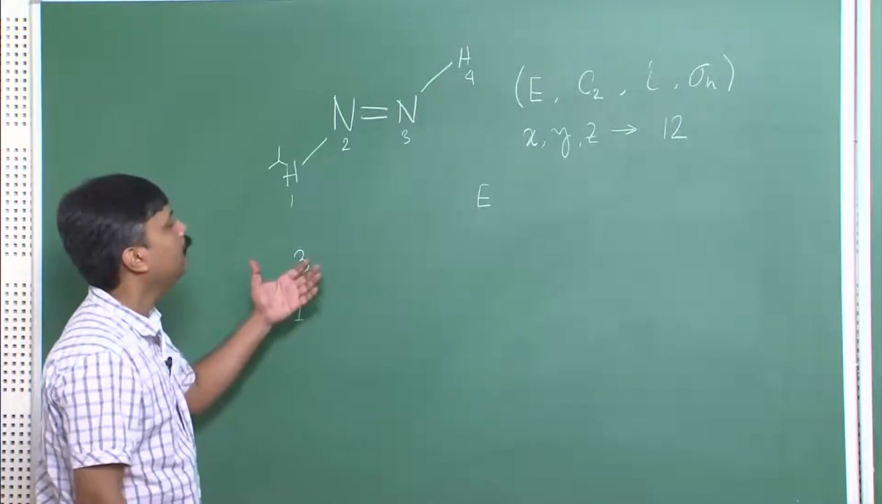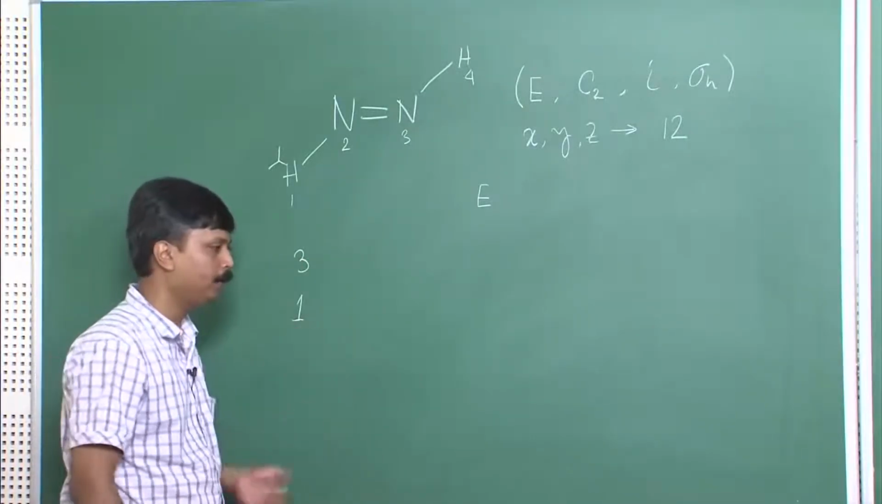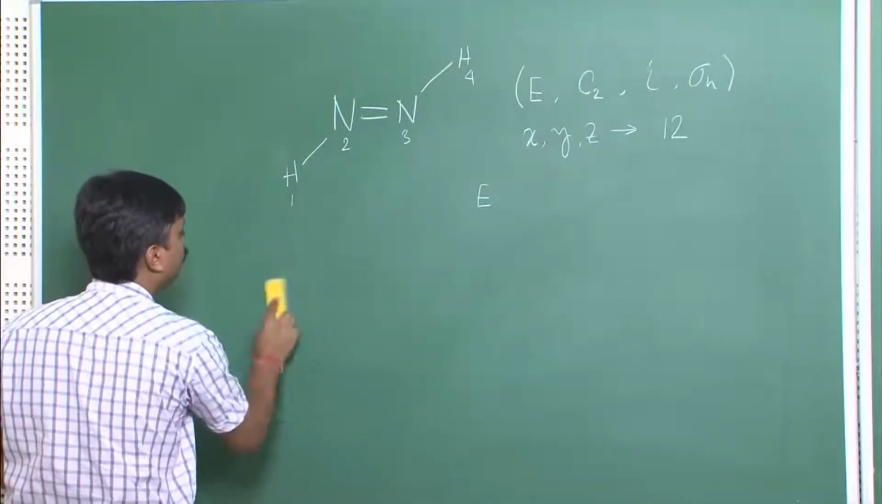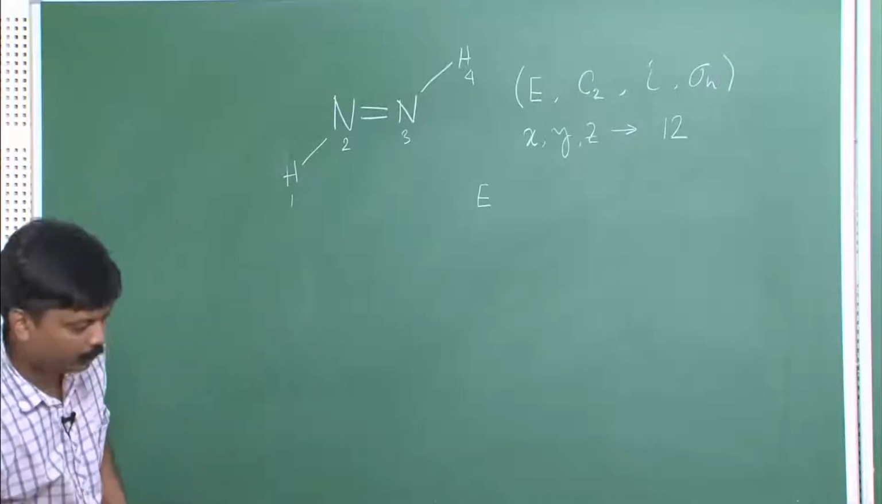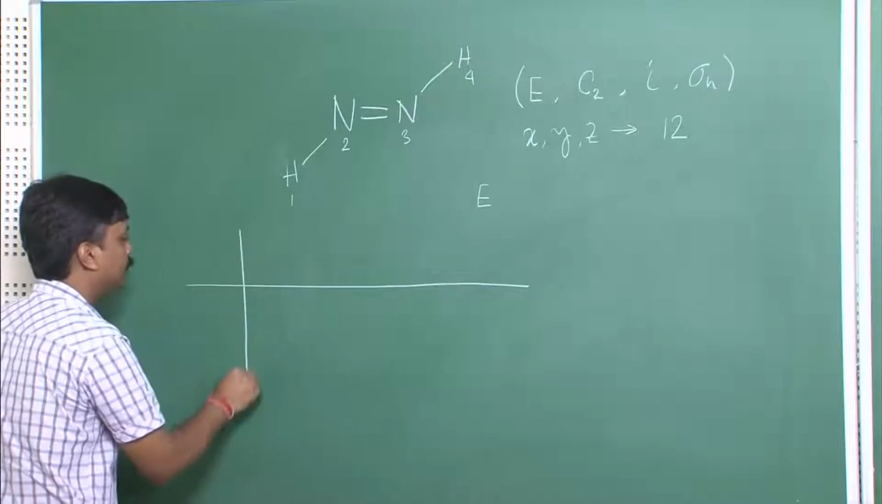So now let us start with all the symmetry operations so that it becomes more clear. We will start with the identity operation and we will directly go to the representation.